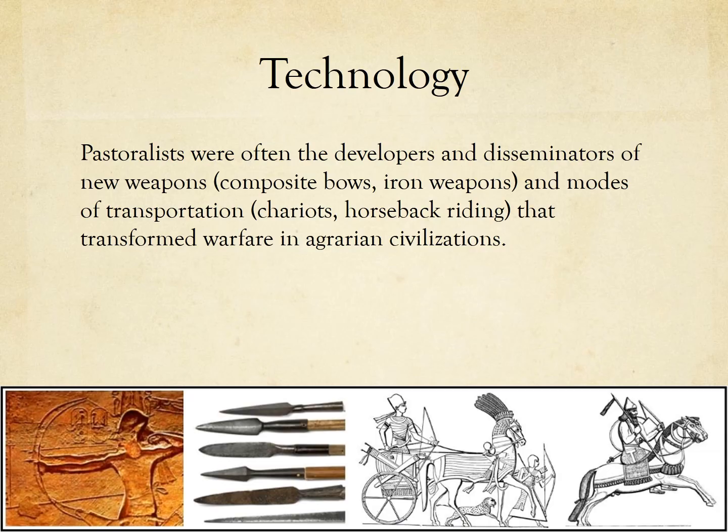As for technology, pastoralists were often the developers and disseminators of the new weapons, obviously because they've got the bigger animals to have to hunt and kill. They made composite bows, like compound bow and arrows, basically, iron weapons, and then new modes of transportation like chariots and horseback riding that transformed warfare in the agrarian civilizations. So these ideas didn't just stay with the pastoralists, they went over to the agricultural communities and they were shared.